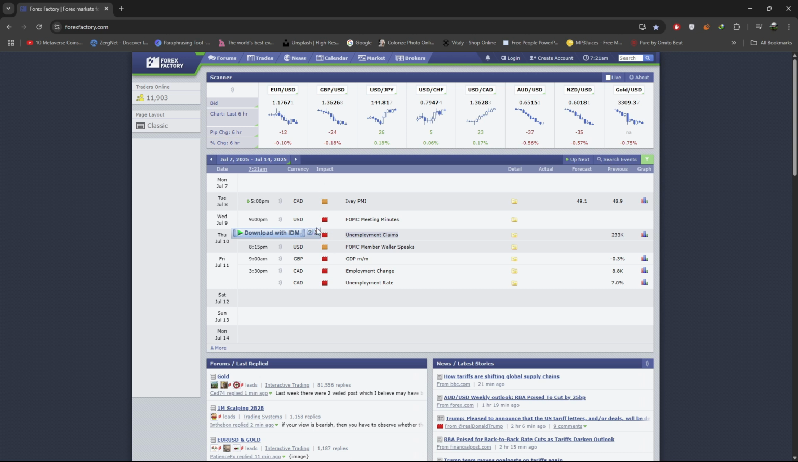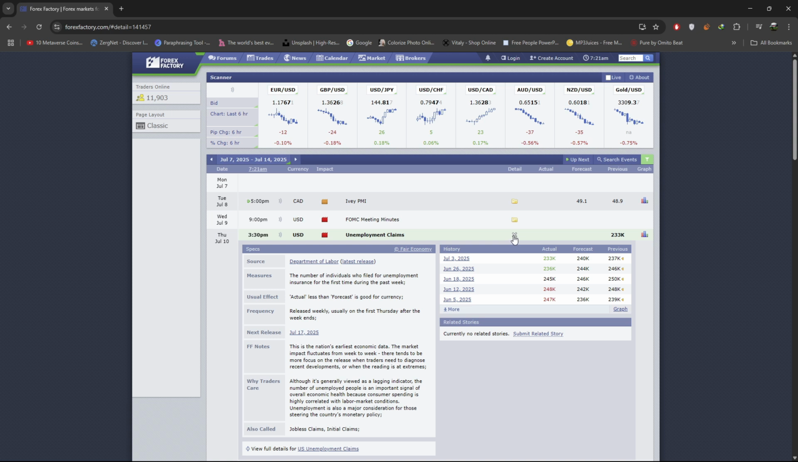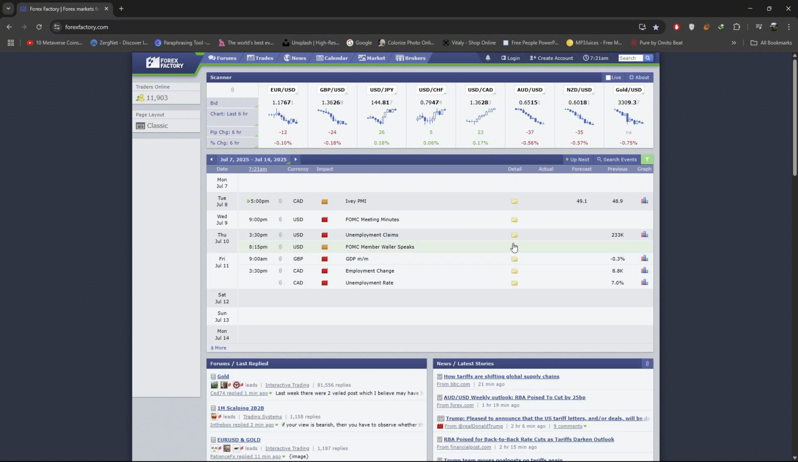Almost immediately after FOMC, we do have unemployment. So this week is going to be interesting. 233 is the previous. We'll be waiting to see what their forecast is for this time. We can see that previous was 233. Came out positive for the dollar. Forecast was 240. Very, very nice. Okay, so we'll be seeing what that does for US dollar this week.